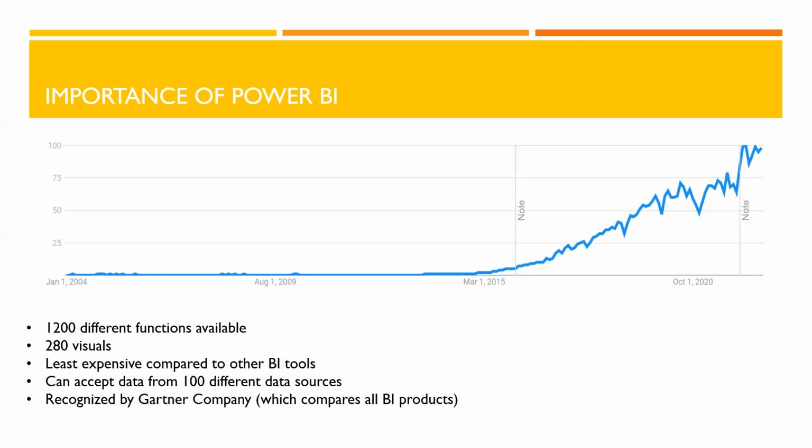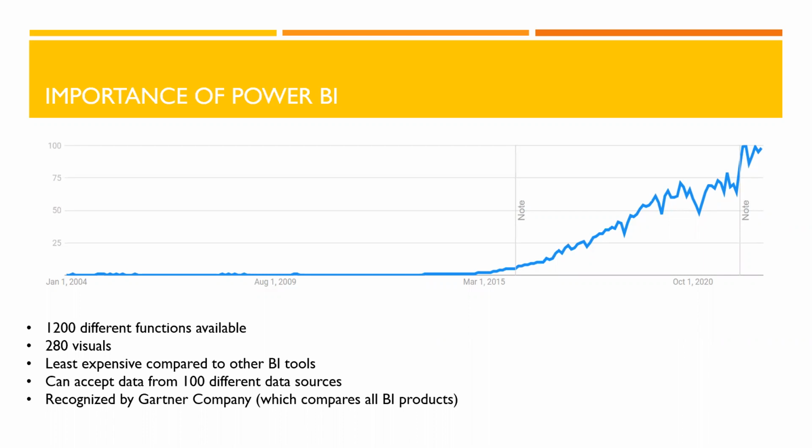So it can accept 100 different data sources. Data sources in the sense of Excel, CSV, JSON, folders, PDF, web URL. Many things it can take as input, and it can extract the data set out of it. I will show you in Power BI Desktop itself how many types of data sources it can accept.